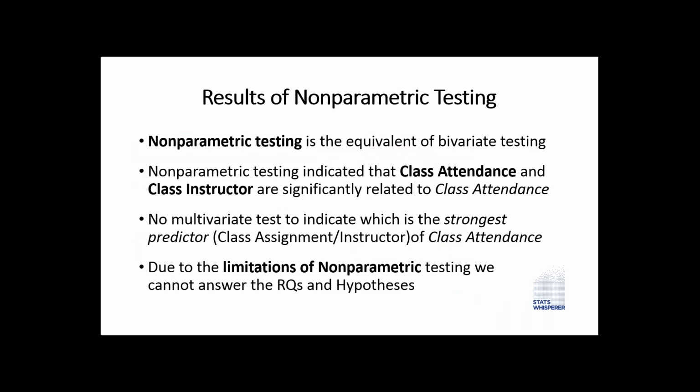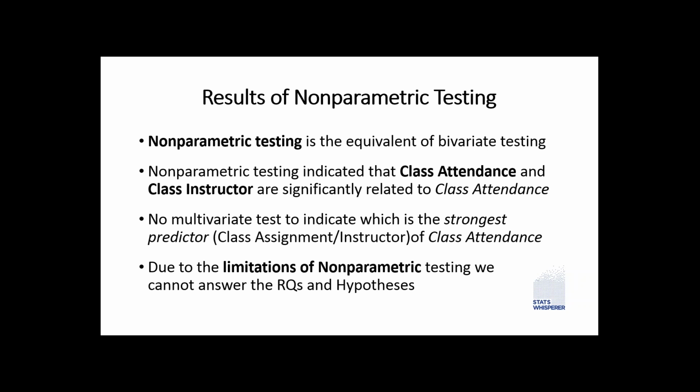All right, so as we said, non-parametric testing here is the equivalent of the bivariate tests in parametric testing. So we could see which variables one-on-one are significantly related to class attendance. We could see those significant one-on-one relationships just like we did in week 2 with the t-test, the ANOVA, and the correlation, the Pearson r correlation.